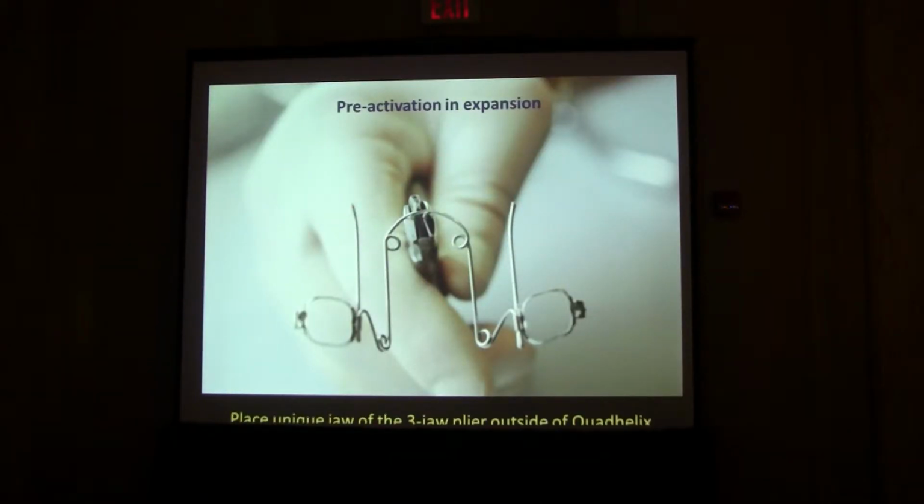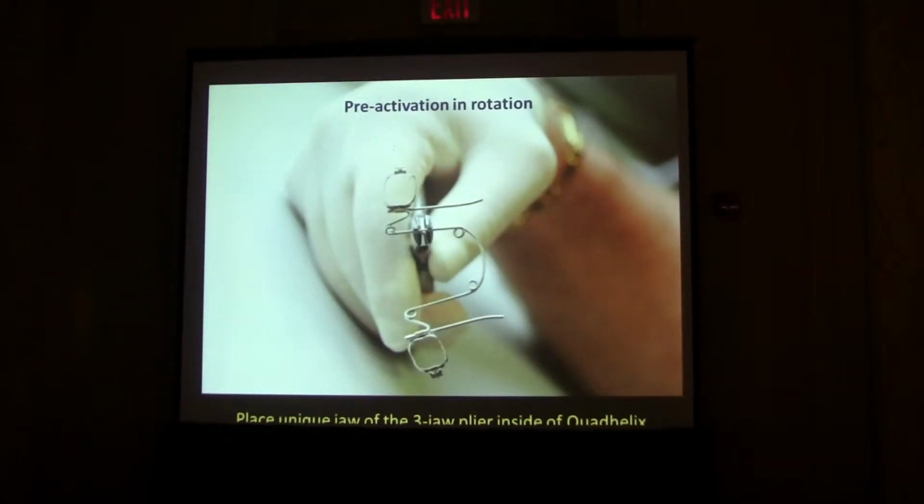The quadratics is pre-activated before it is sealed on the teeth. It is pre-activated in expansion by placing the unique jaw of the three jaw pliers outside of the quadratics between the two anterior loops. We must also pre-activate the quadratics in order to make a distal-palatal rotation of the upper molar, with the unique jaw placed inside the body of the quadratics between both lateral loops.